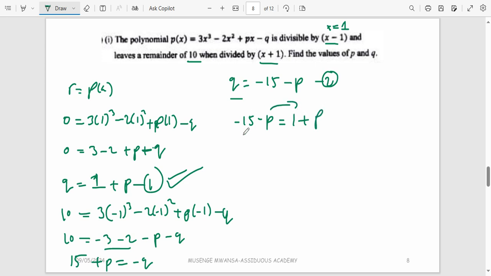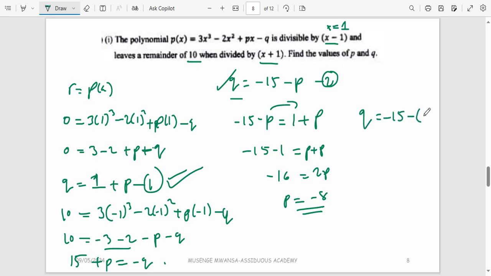Take p the other side, take 1 the other side, so it becomes negative 15 minus 1 is equal to p plus p. This is negative 16 is equal to 2p, and p is going to be equal to negative 8. To find q, you can use any one of the equations. Let's use this one on top. So q is equal to negative 15 minus, where there is p, we put negative 8. So this is negative 15 plus 8, and that is going to give us what? Is it a negative 7?